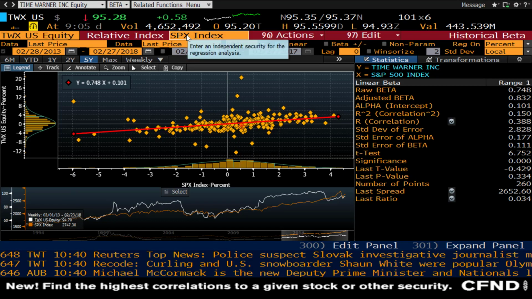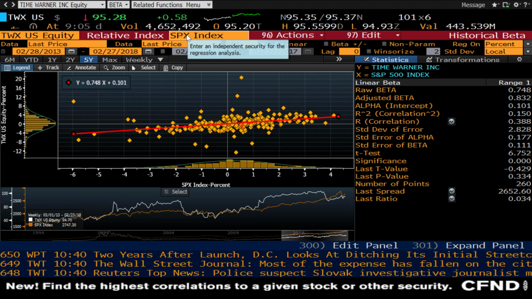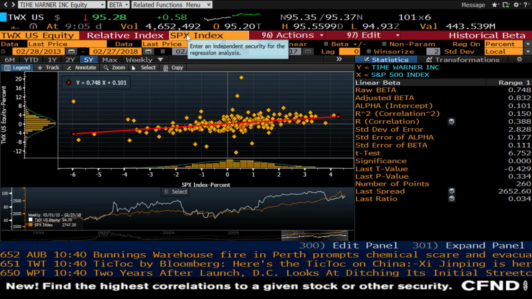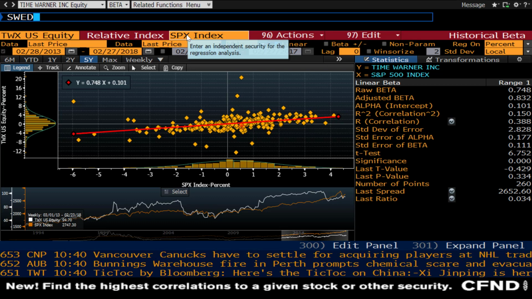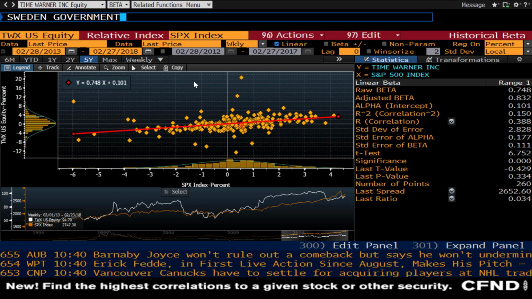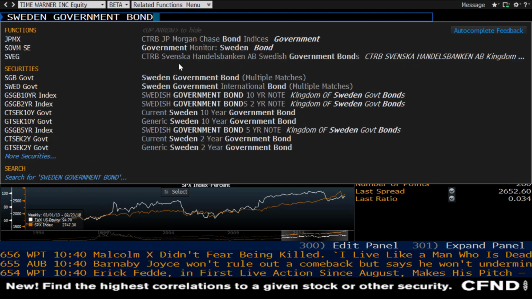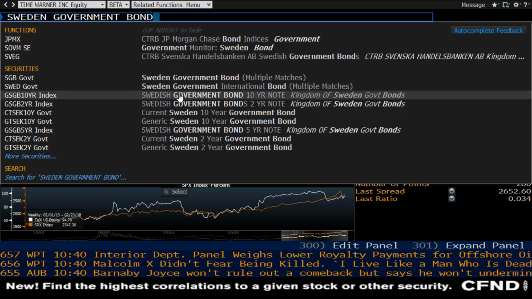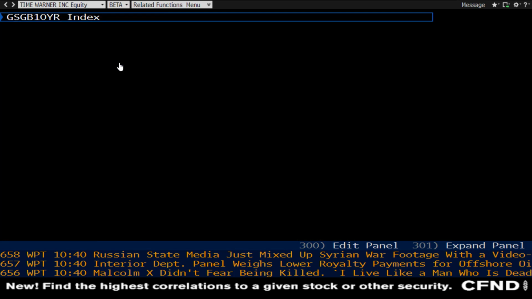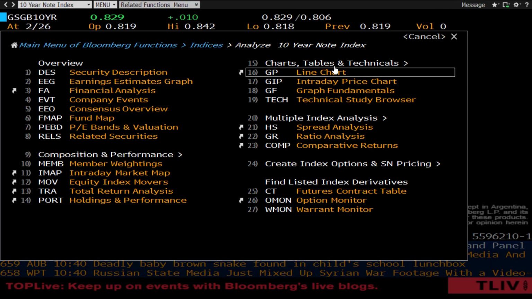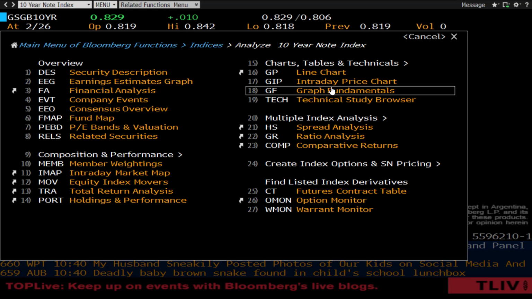So on Bloomberg, you either need to know the government bond security code, or you can just type in Sweden government bond, and let's see, technically I know it's this one, so Swedish government bond 10-year note. So you're basically trying to find the current 10-year bond. And again, you get a bunch of different options here.